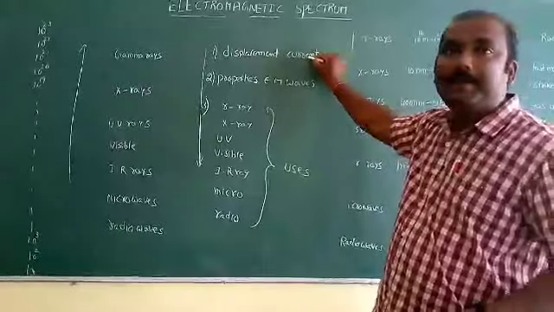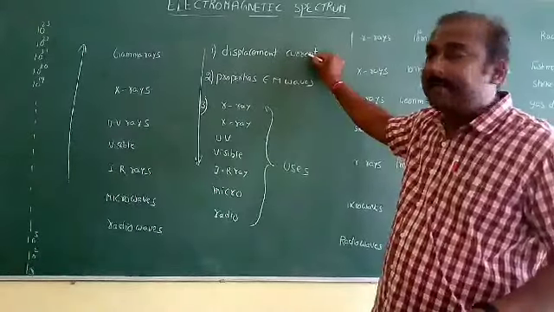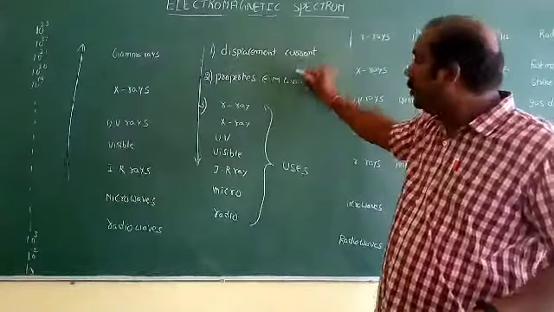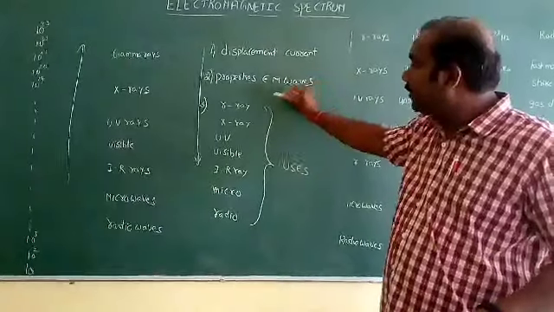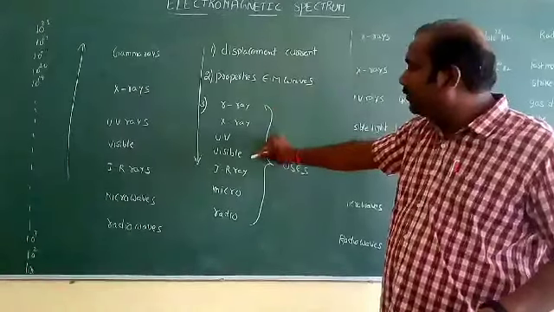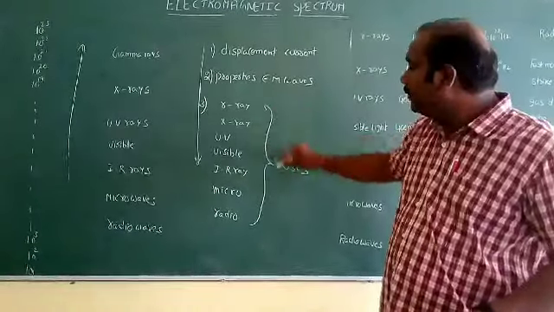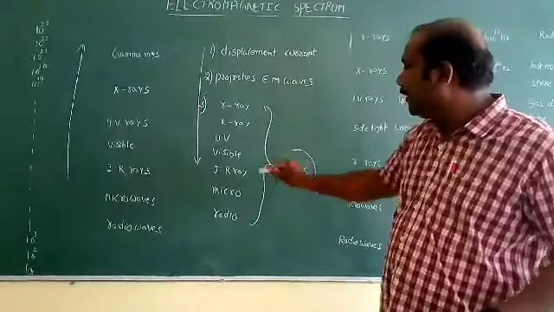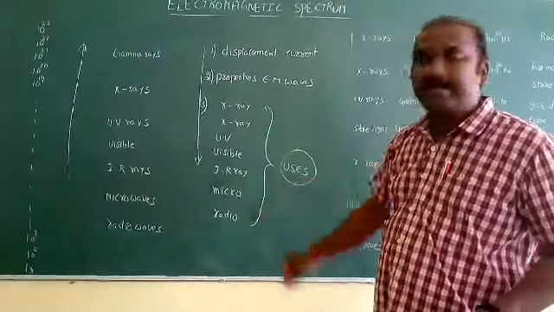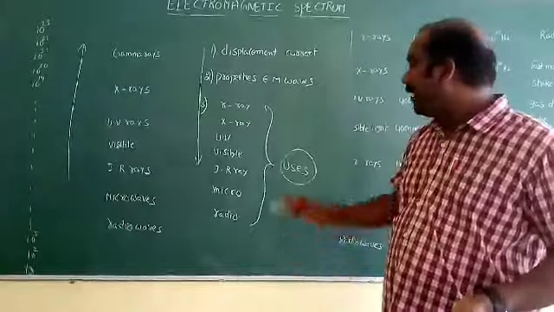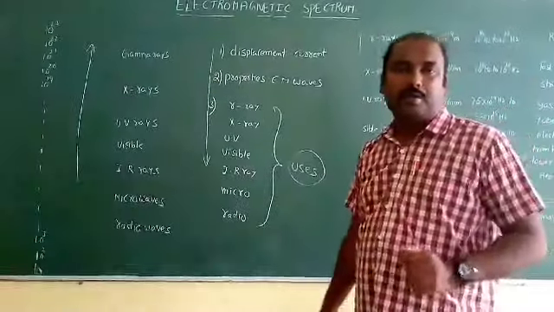See once again. Define displacement current. Mention its expression. Properties of electromagnetic waves. Gamma rays, X-rays, UV, visible, IR, micro, radio. All these uses, and for all of these the frequency also you have to know. The frequency and uses you must know compulsorily.